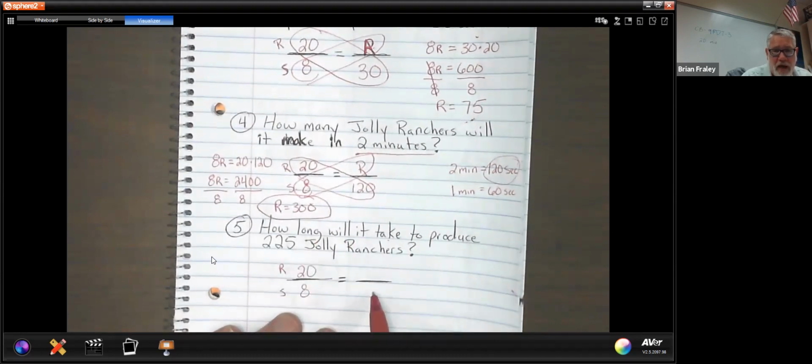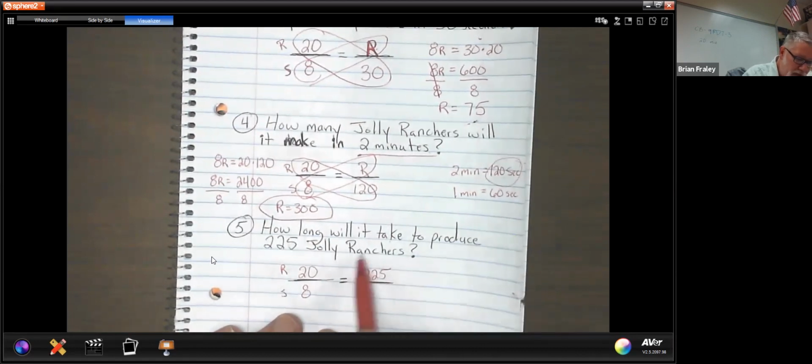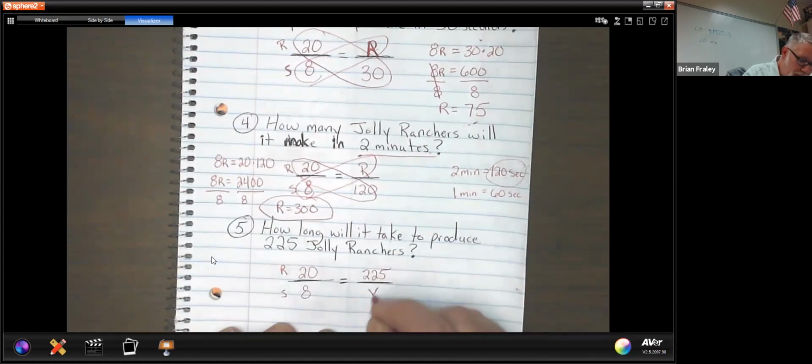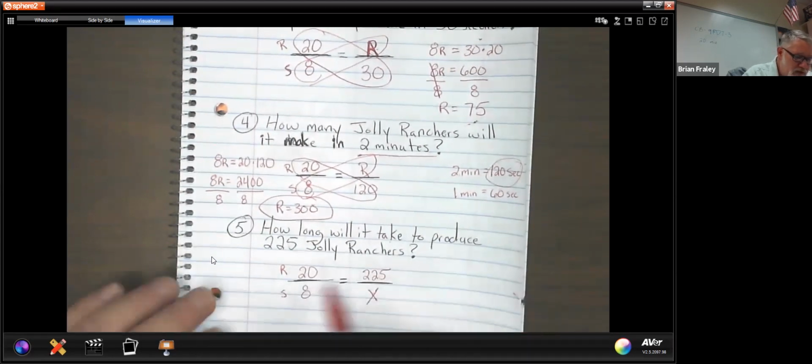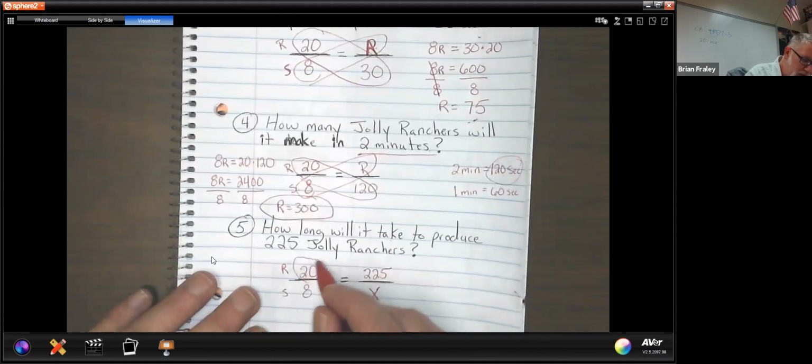Should I put it on the bottom like I've been doing? Or because it's Jolly Ranchers, should I put it up top with the R for the ranchers? Let's put it up top. Does that make sense? These are Jolly Ranchers. They got to go up above with the Jolly Ranchers. So we're looking for the time this time. Again, I don't see my scale factor. Find your variable, start with that, and circle the diagonal.